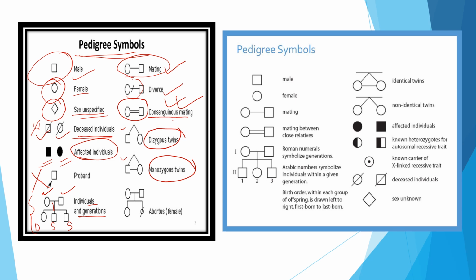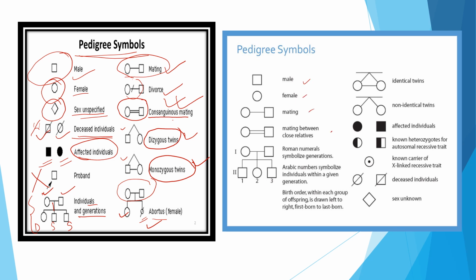You can see, in monozygous twins you'll have a line between these two individuals, while in dizygous twins you'll not have that. This we will study in detail when we are studying reproduction, twins and all. So just remember these signs. This is abortus female, that means it has been aborted before birth. So mating has been done, and one female is born and another female has been aborted. Now here many symbols are the same.